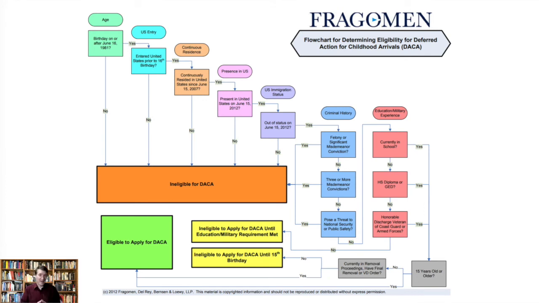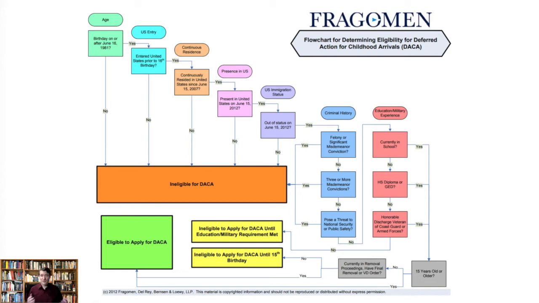They also, in this flow chart, made it nice and grouped things in thematic connections as well. So you have questions about age, entry, and then criminal history, education, military experience. So that's an example of a flow chart that they made, Kragman, to determine eligibility for deferred action for childhood arrivals. As we've just seen, it's not the most efficient of flow charts, but of all the ones that I could find that people actually produced in the moment, this is one of the simpler ones to get the main points across.